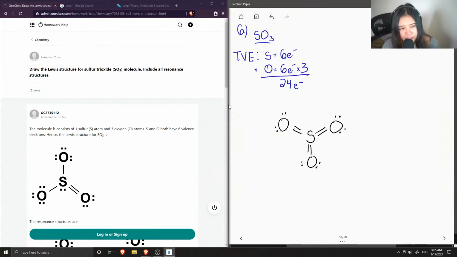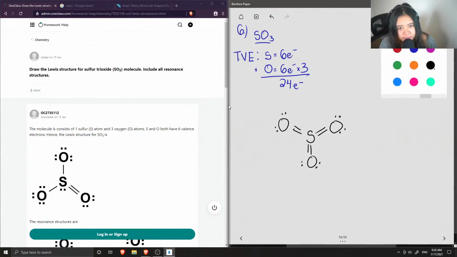So now let's count out all the electrons in the structure to make sure that we have 24. Each bond contains 2 bonding electrons, and each oxygen has 2 lone pairs. So we have 24 shown in this molecule.